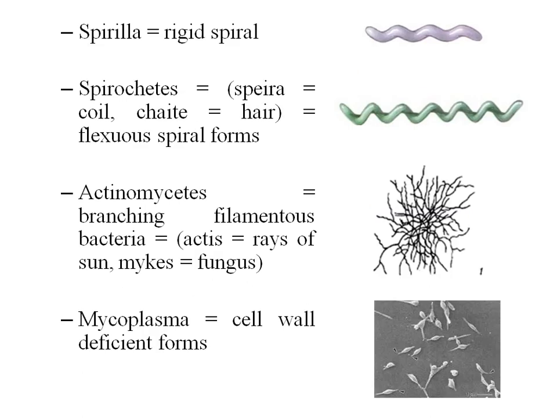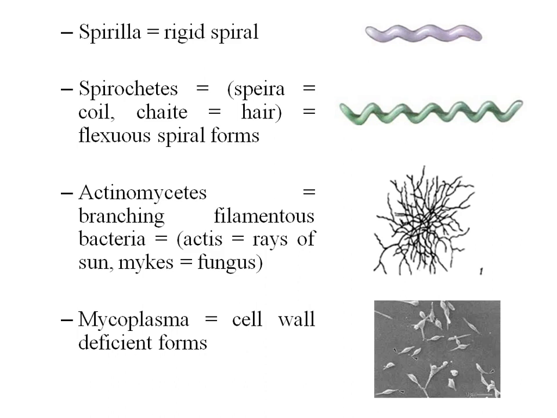The spirilla is a rigid spiral bacteria, whereas spirochetes are the flexuous spiral forms. The spirochetes means spira means coil, chaite means hair. It's a hair-like coiled bacterium which is called spirochetes.